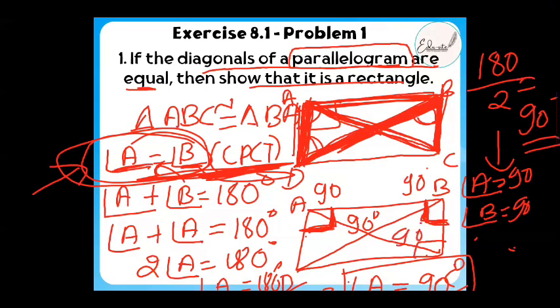Why is it so? Again, the sum of interior angles: 90 degrees plus something is equal to 180 degrees. 180 degrees minus 90 degrees gives you 90 degrees. Angle C is equal to angle D is equal to 90 degrees, and hence ABCD is a rectangle. Why is it a rectangle? Because in a parallelogram, if all the angles are equal to 90 degrees, then it is a rectangle. That's all. Understood?